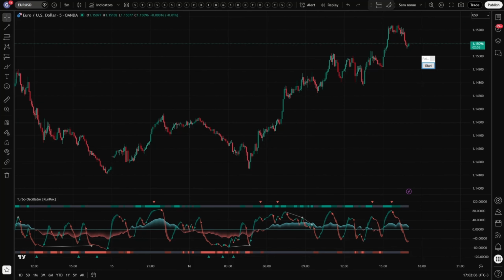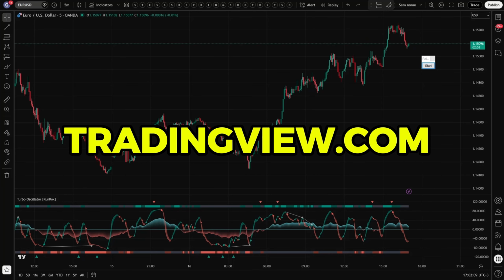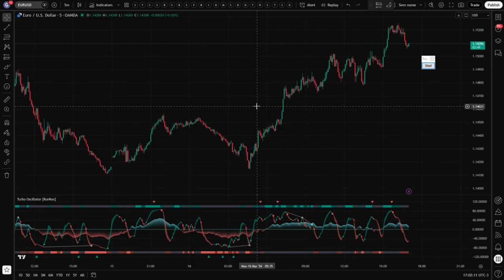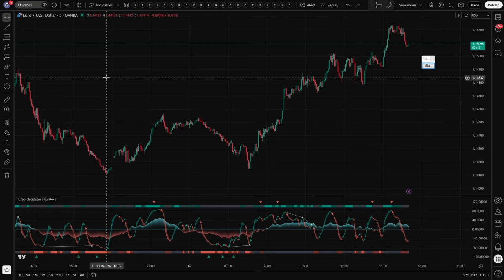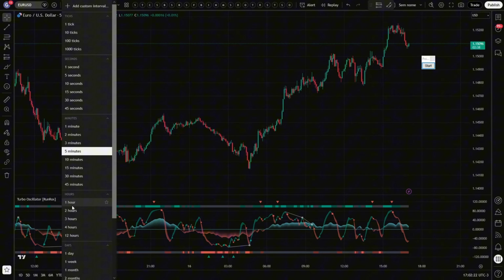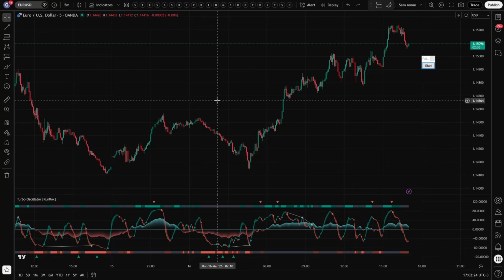The very first thing we need to do is open up TradingView.com, which I've already done here, and then we will choose a currency pair for us to trade. I'm currently on EURUSD, but you are free to select Forex, indices, stocks, or cryptos as you wish. I'm on the 5-minute chart, but it works on any time frame from 5 minutes and up.